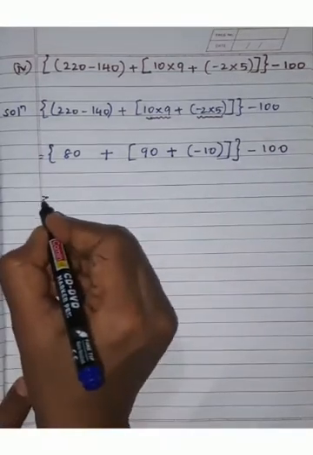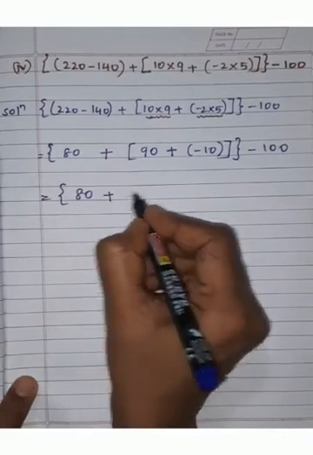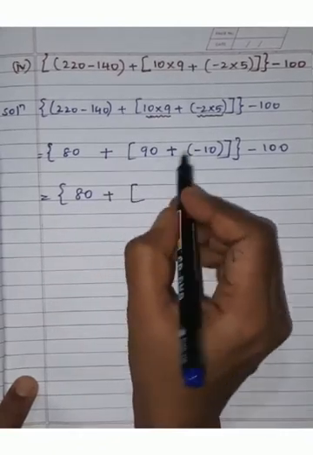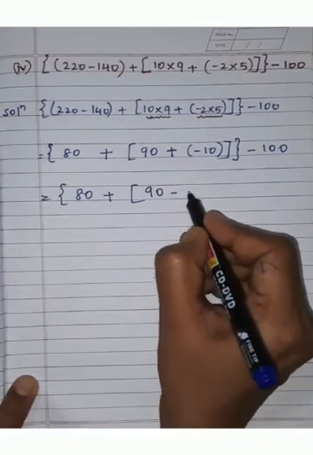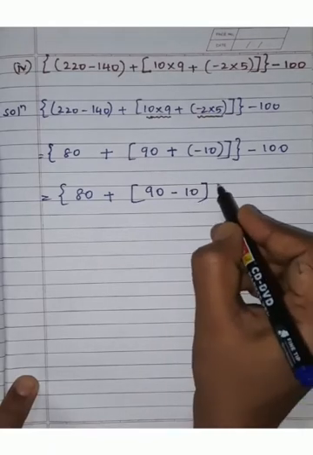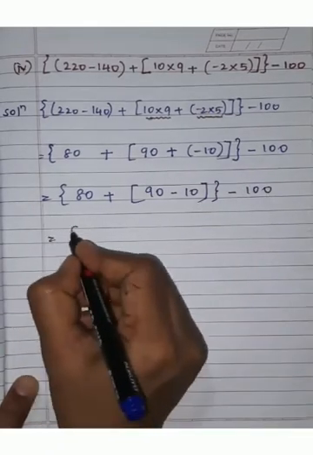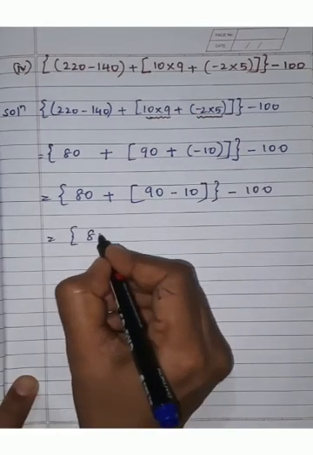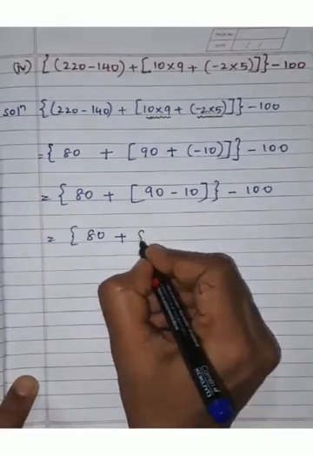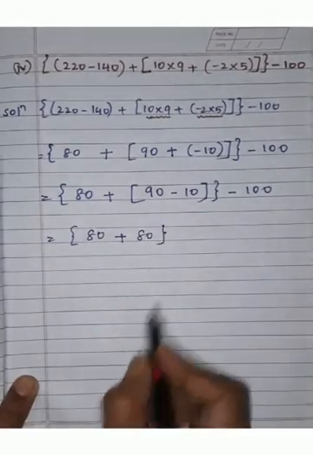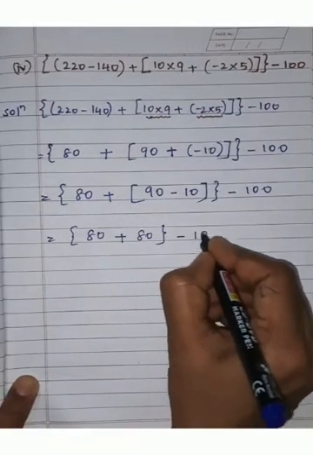Okay, children. Now again we have curly bracket 80 plus, we have here, now you can see here 90. Plus of minus is, children, it is minus 10. Okay. Close the bracket. Then again curly bracket minus 100. Then the next step we have curly bracket 80 plus 90 minus 10 is, it is 80, children. Okay. So we have solved this bracket. So we are writing here 80 minus 100.